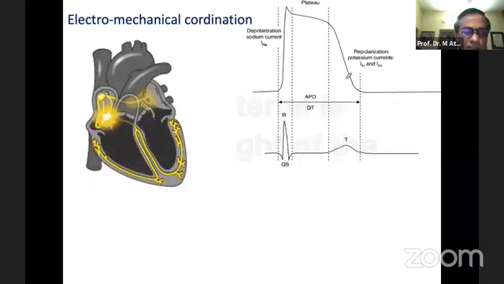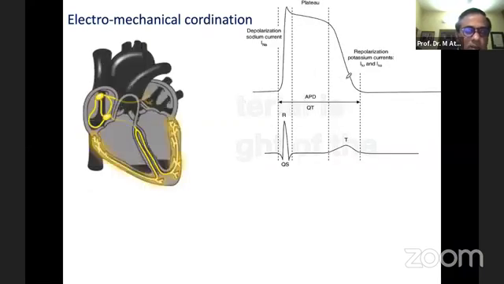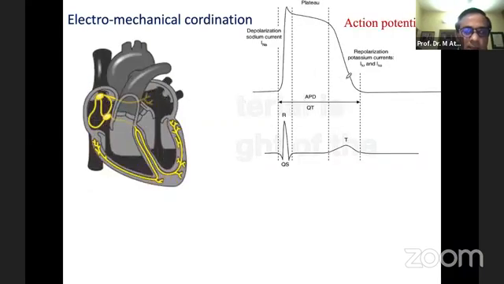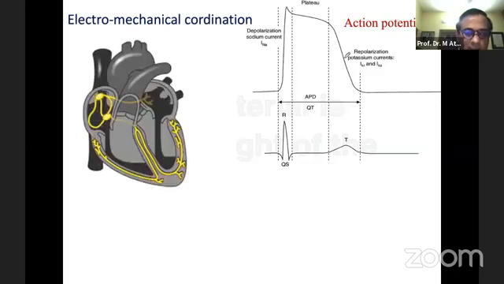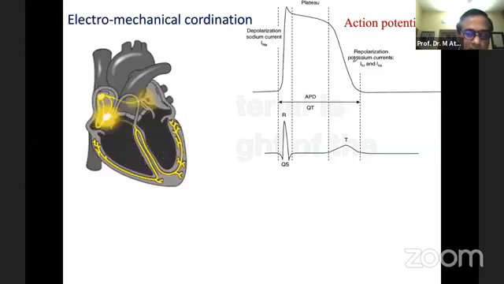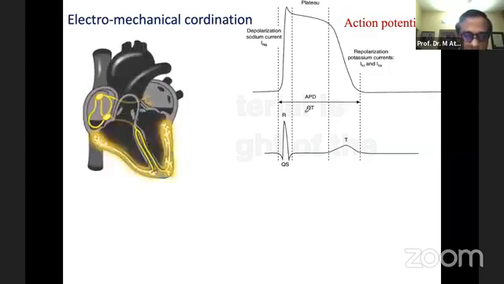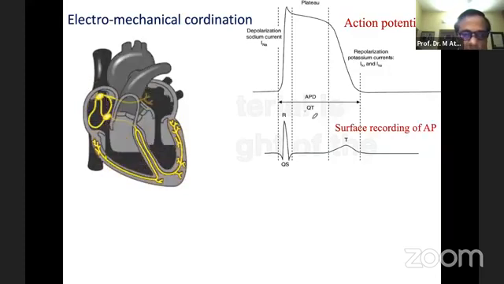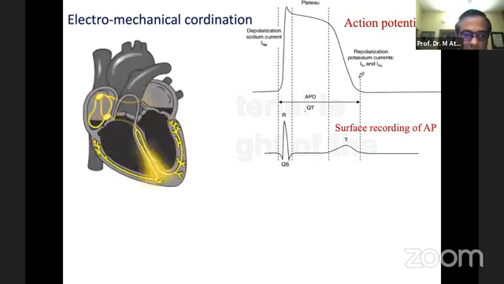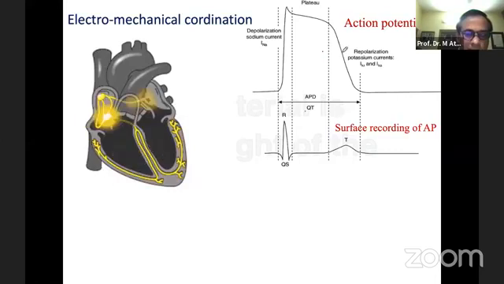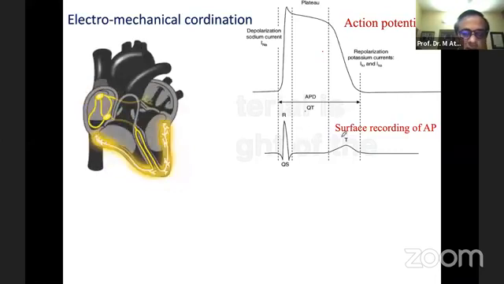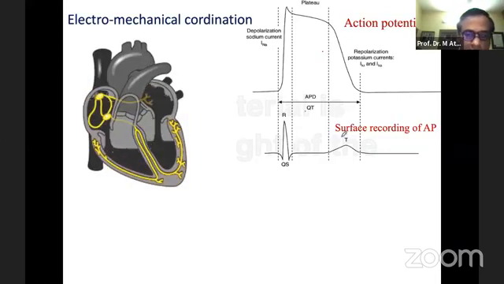And again, ECG is the recording of the action potential of the heart. This is the action potential of the heart. This action potential is the action potential of a single myocyte. And ECG is the recording of this kind of action potential. You can compare the shape of the action potential with the ECG. This is not similar, but this is actually recording the electrical potential.